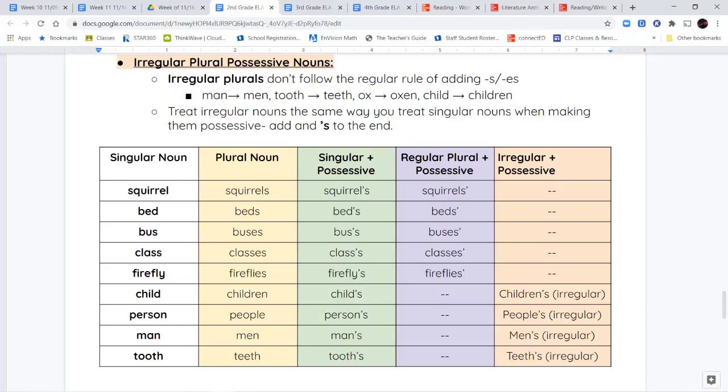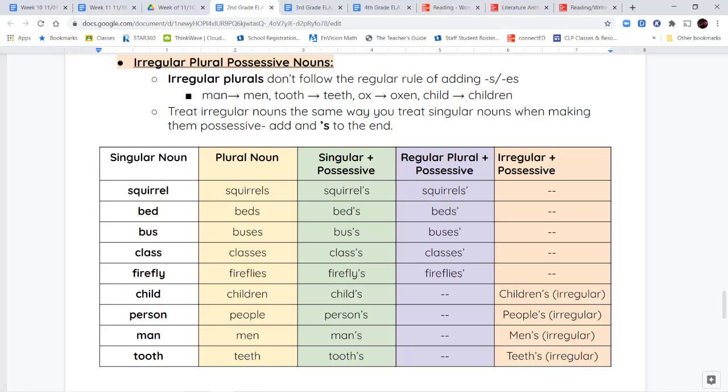So person becomes people when it's plural. If I'm talking about something that belongs to one person, I can say that person's umbrella. So person apostrophe S, or those people's umbrellas, or the people's umbrellas. So apostrophe and then S after the word people.